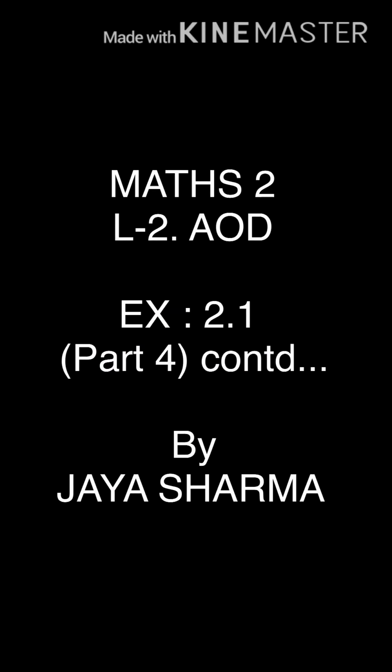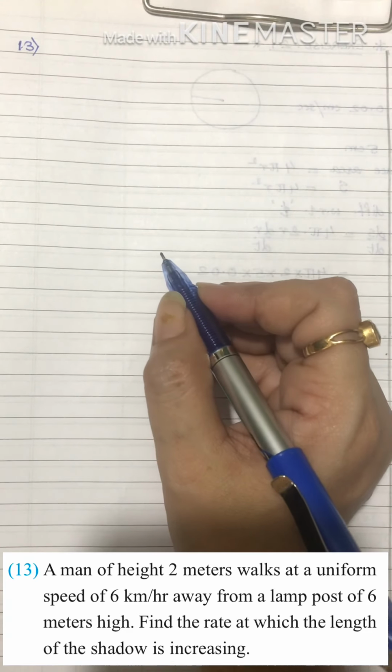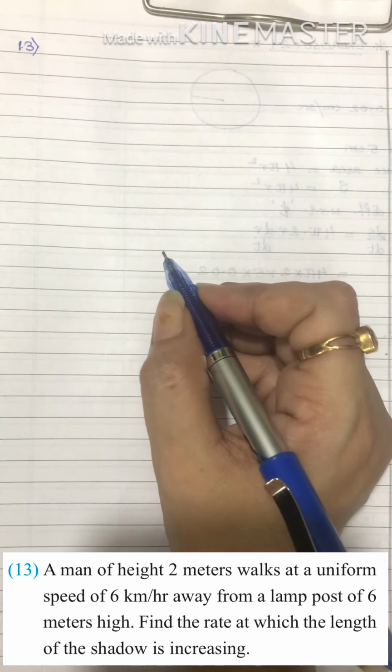In this video, we will be seeing continuation of exercise 2.1 from Maths 2 lesson number 2, application of derivatives. This video specifically is a continuation of the word problems which starts from question number 8 onward. In this video we are continuing with sum number 13.